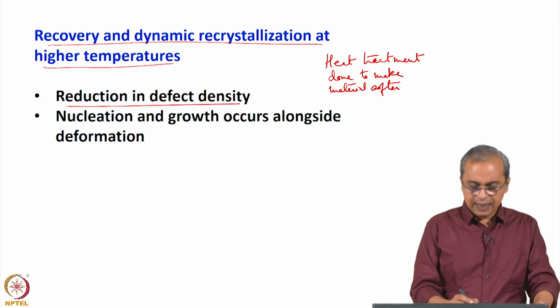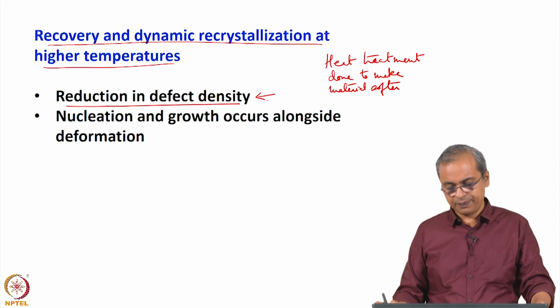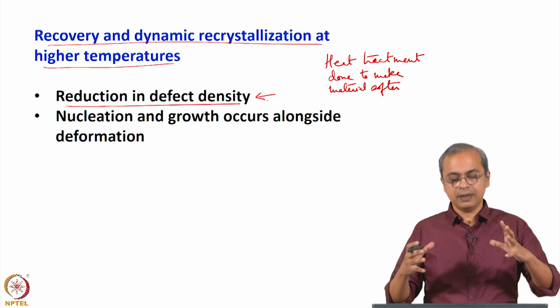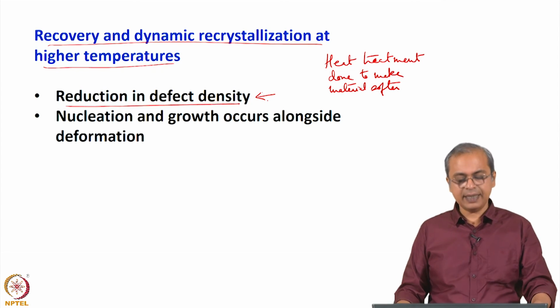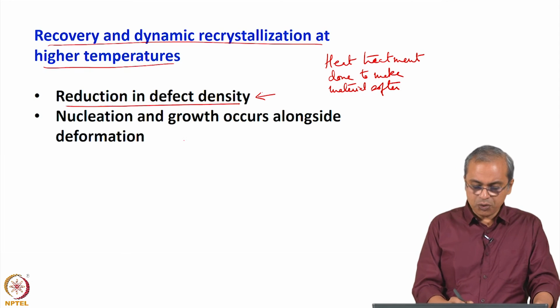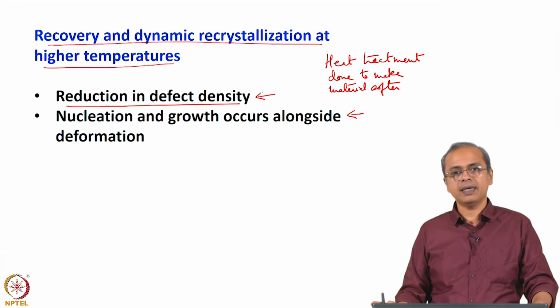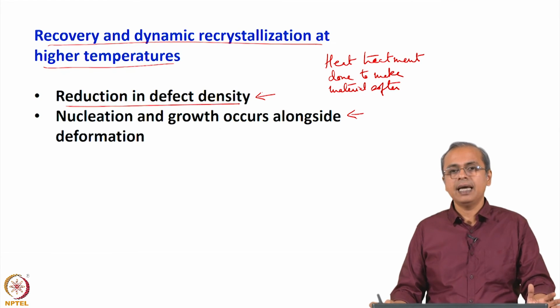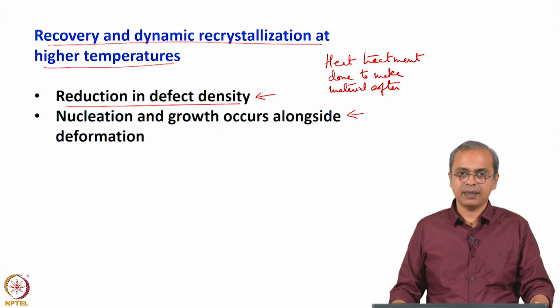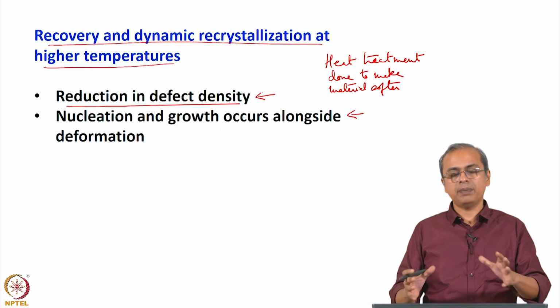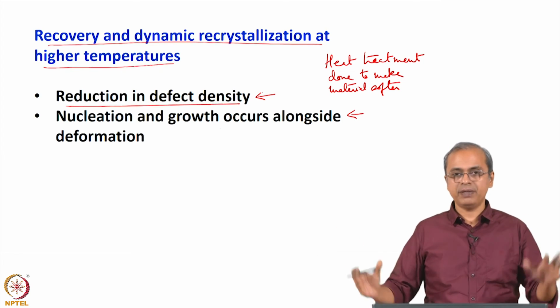And so, one thing that happens when you do this high temperature treatment is that there is a reduction in defect density, and also you have nucleation and growth that will occur at higher temperature normally, and both of these are being used as heat treatment processes to help you make the material softer and deform it further.